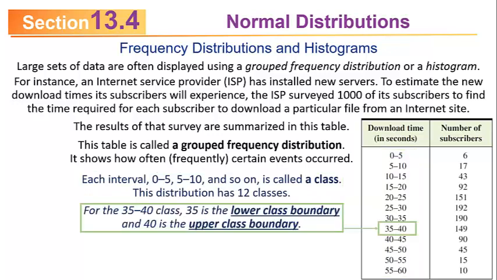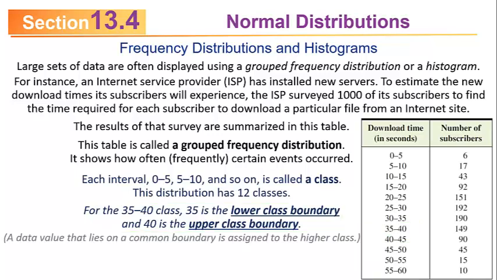For example, if you look at the 35 to 40 class, the left-hand boundary is called the lower class boundary. The right one is called the upper class boundary. So here, 35 would be the lower class boundary, 40 would be the upper class boundary. A data value that lies on a common boundary is assigned to the higher class. So if it says 40 to 45, an actual data value of 45 would go in that class.